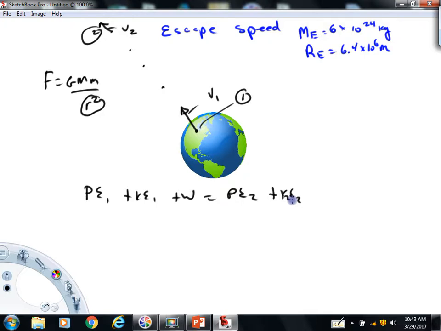Now, let's talk about the kinetic energies. The KE1 term is going to be 1/2 m v1 squared. The KE2 term is the kinetic energy at position 2. Position 2, it's gone, and what speed it leaves at, for now, I'm just going to put a v2 there and talk about it later. So for now, I'm just going to put 1/2 m v2 squared under the KE2 term.